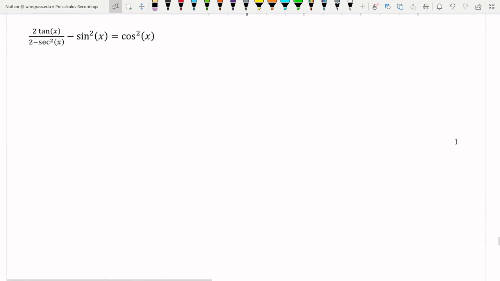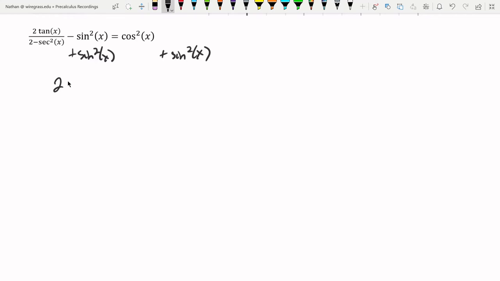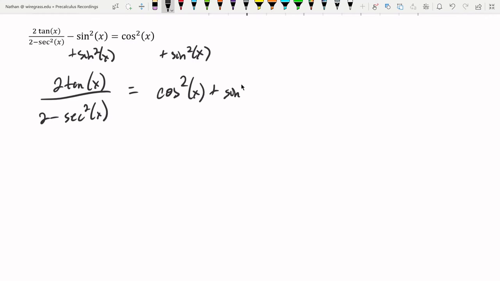All right, for this one, there are a few trig identities I can use that are going to help me out. First off, let's add sine squared x to the other side. It's going to give me 2 tangent x over 2 minus secant squared x equals cosine squared x plus sine squared x. This should look familiar to you. This is the Pythagorean identity, and it just equals 1.